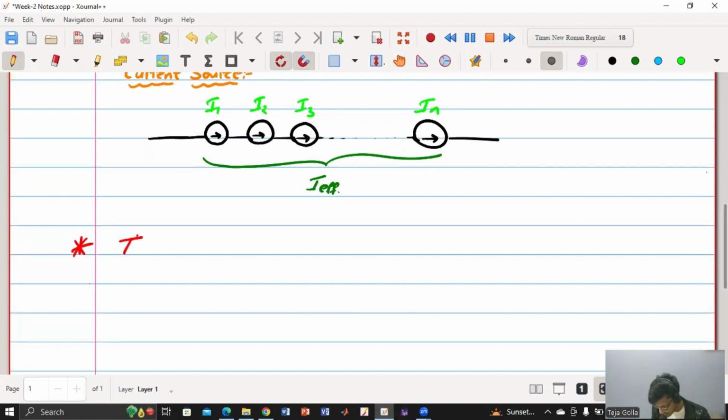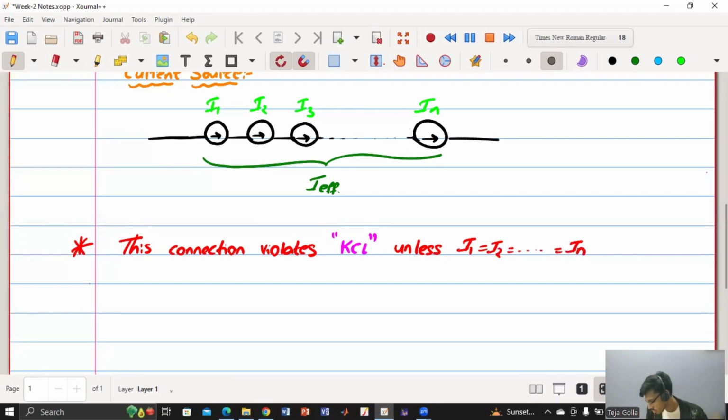So this connection violates KCL. And you should also know which law is getting violated, which is also very important. This connection violates this until or unless I1 is equal to I2 is equal to up to so on IN. So only when these currents are equal can you make this connection, and else this connection will violate KCL, and you cannot connect current sources in series. So you should not connect current sources in series.